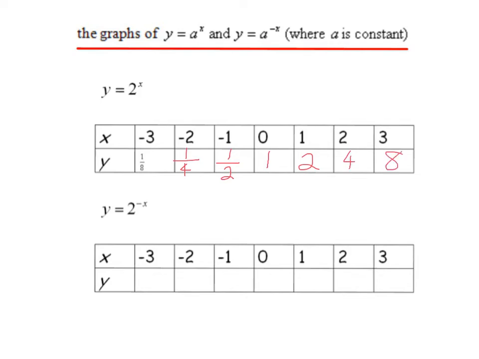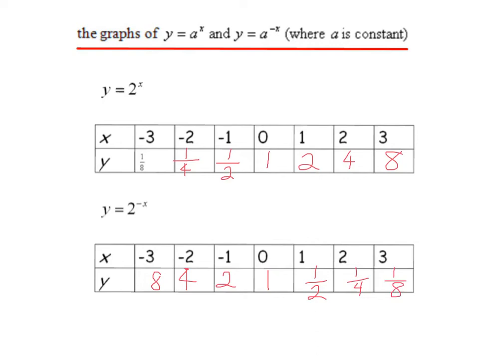Okay, and then subbing into this other exponential equation, 2 to the power of negative x, where x is -3, this becomes 2 to the power of 3, which is 8. And the next one here, we've got 2 to the power of -2, which is 2 squared, which is 4. 2 to the power of 1, 2 to the power of 0. Now we've got 2 to the power of -1. So it's almost like a reverse of the first table. 2 to the power of -2 and 2 to the power of -3.